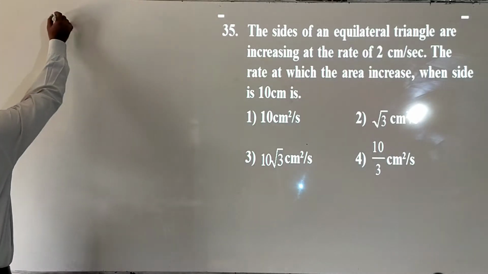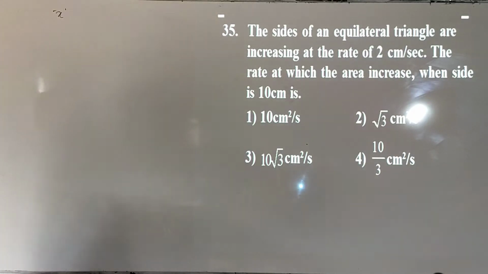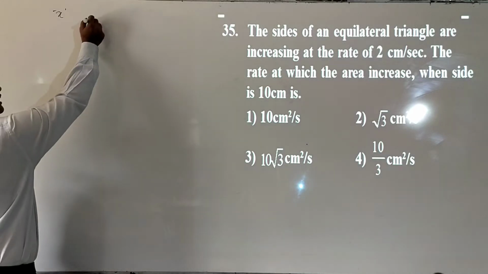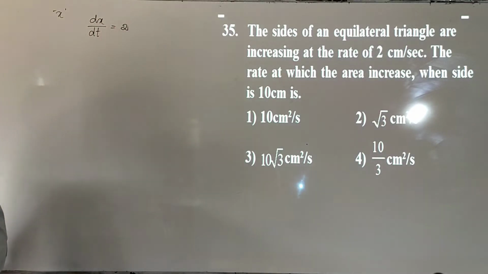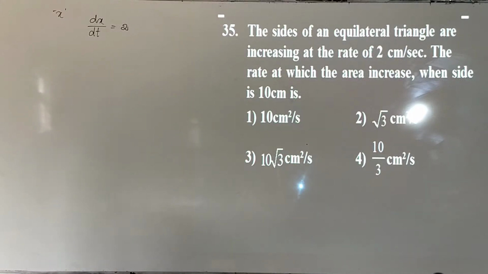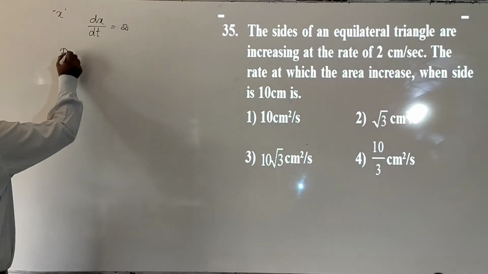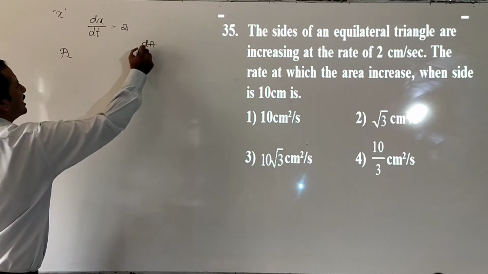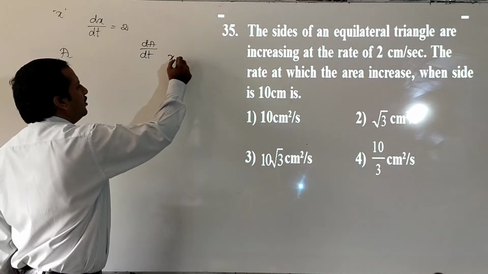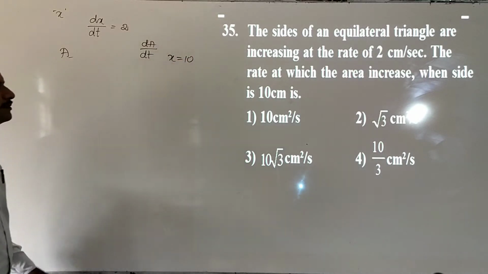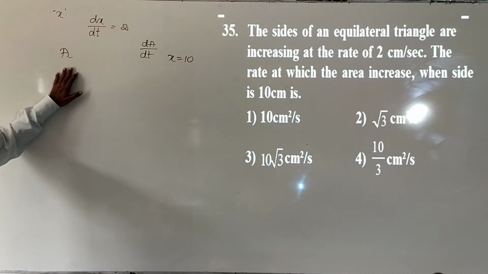I'll say let x be the side of the equilateral triangle. It is increasing at the rate of 2 cm per second. dx by dt is equal to 2. Okay. Then area. What is dA by dt? That is what we have to find out. When x is equal to 10 cm, what is the rate of change of area?